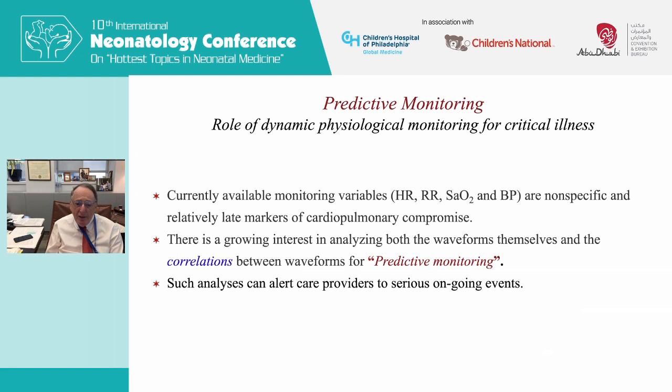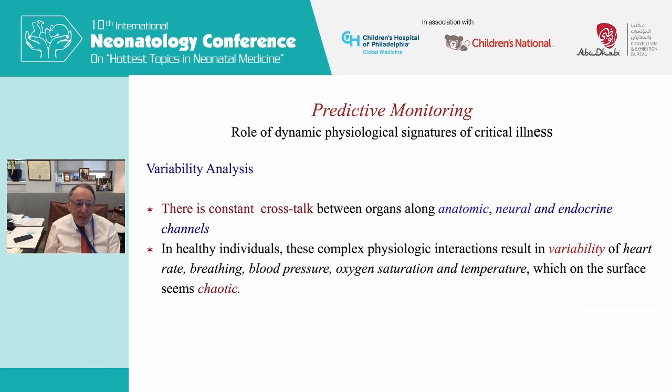But there's a growing interest in using the waveforms and the correlations between the waveforms in a way to predict cytokinemia, or predict a baby is going to have an adverse event. I'm sure you know this, but organs in the body talk to one another all the time. And that's through anatomic means, neural or endocrine channels. In healthy individuals and healthy babies, this results in variability of heart rate, breathing, blood pressure, oxygen saturation, temperature. And there's no relationship that we can see between those values. So it all looks pretty chaotic to us.